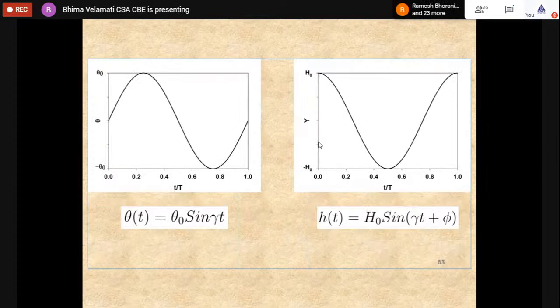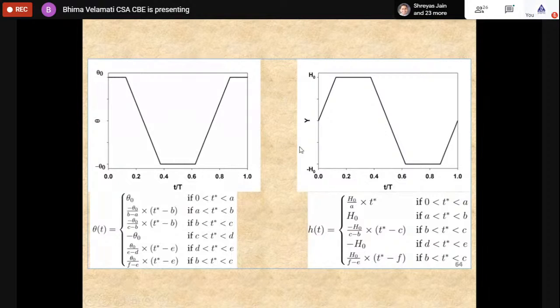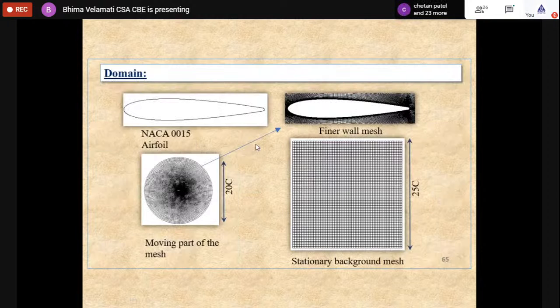So the objective of this work is to study what will happen if the motion is sinusoidal versus trapezoidal. Now, the funny part is here I have a motion which is oscillating and rotating. So I cannot use sliding mesh motion.